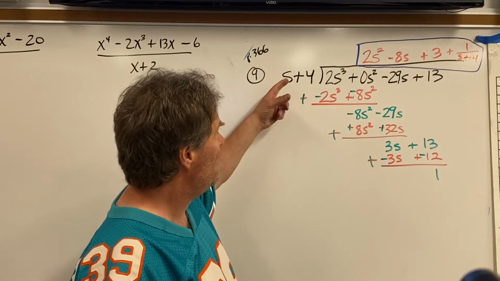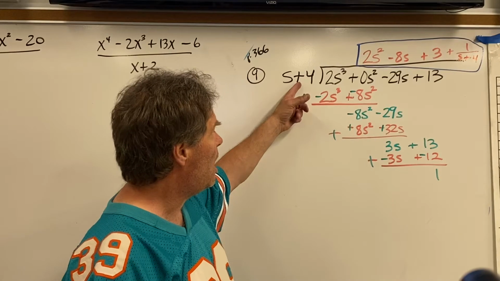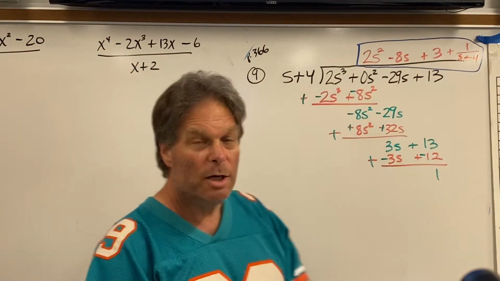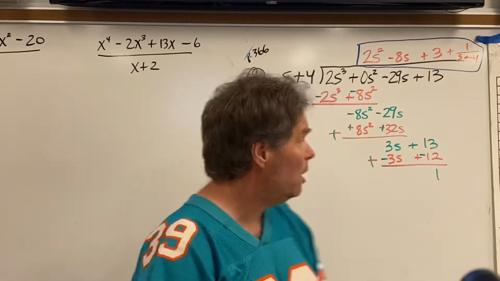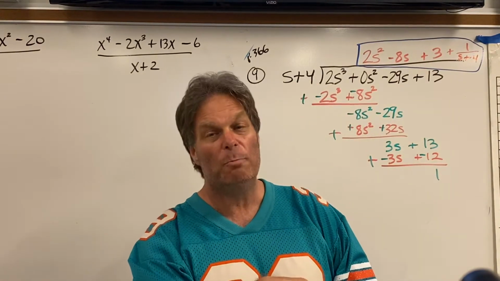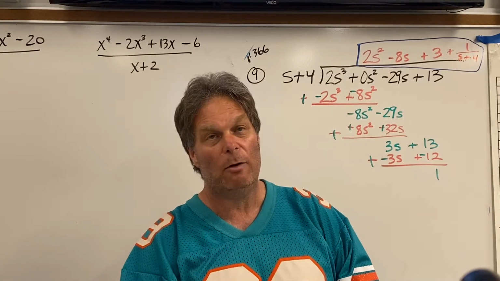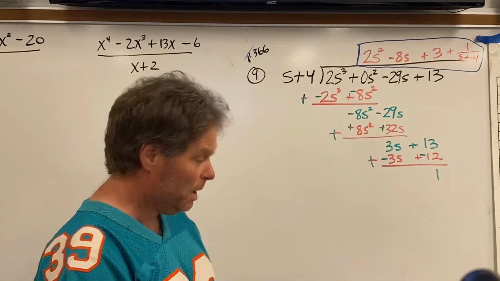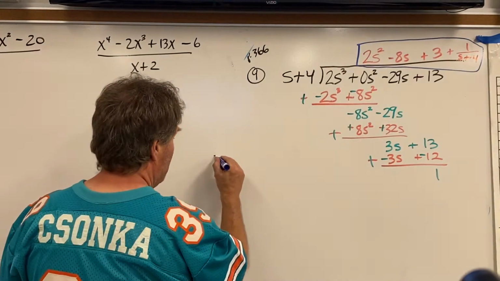Well, it's going to be -4. Remember, it's just the opposite of this number, basically. If this is s plus 4, it's going to be -4. If it was s minus 4, it would be +4. You basically change the sign. That's how it works. So in this case, I'm going to use -4. So here we go, -4.